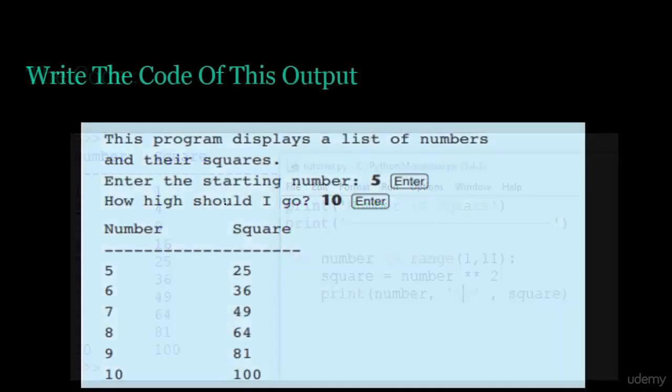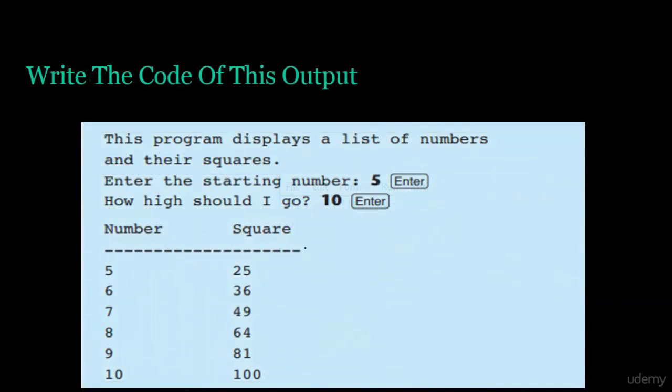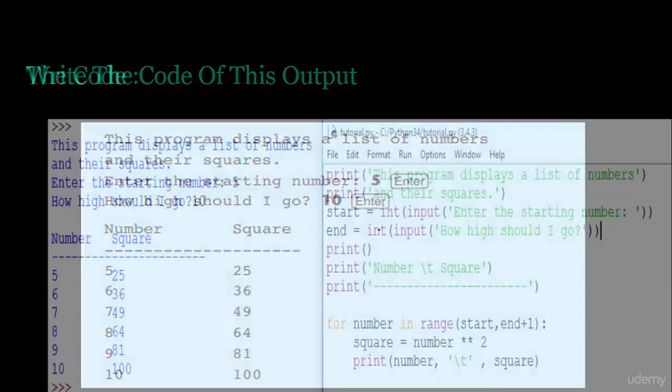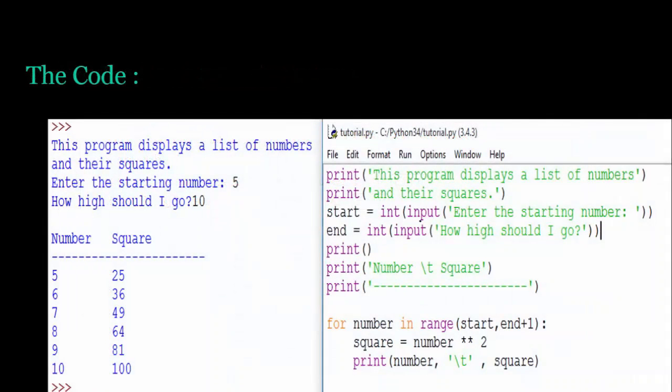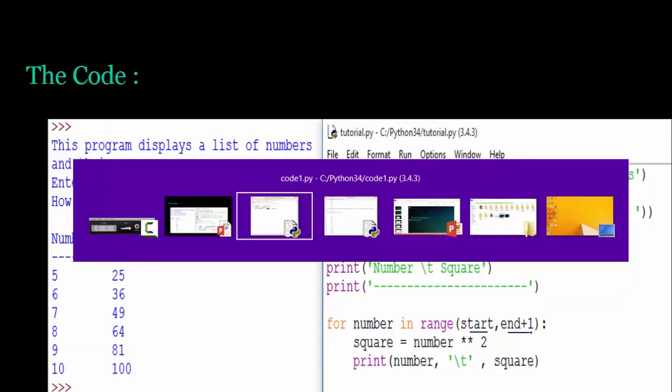Okay, let's update our code. What if we want to take the first number and the last number from the user? First, I'll take the first number from the user in a start variable. Then I'll take the last number from the user in an end variable, like this. Then, instead of using 1 and 11 here, I'll use start and end plus 1. Let's modify our code here.